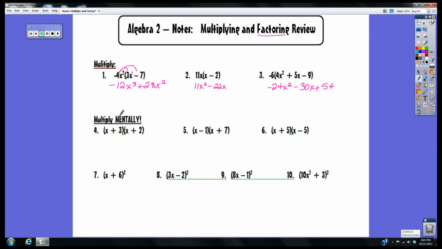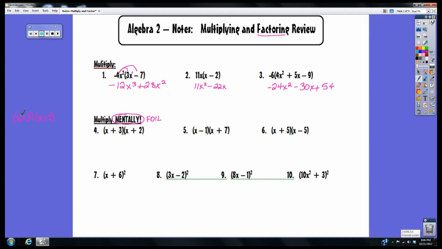Now for the next section, we're going to do a lot of mental multiplication. You notice I have multiply mentally. On all of these, a lot of you learn this as FOIL, first, outer, inner, last. I'm going to write out all the steps on the first problem over here to the side, and then after that, I'm going to show you what I'm talking about by multiplying mentally. And I really wish I would have done this in Algebra 1 because it's going to help you a lot with the factoring process.